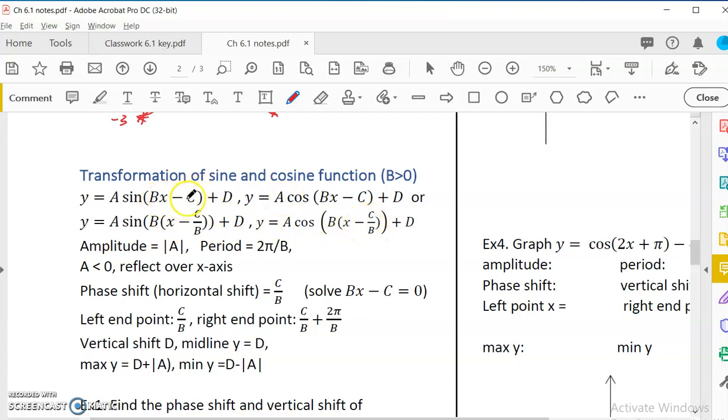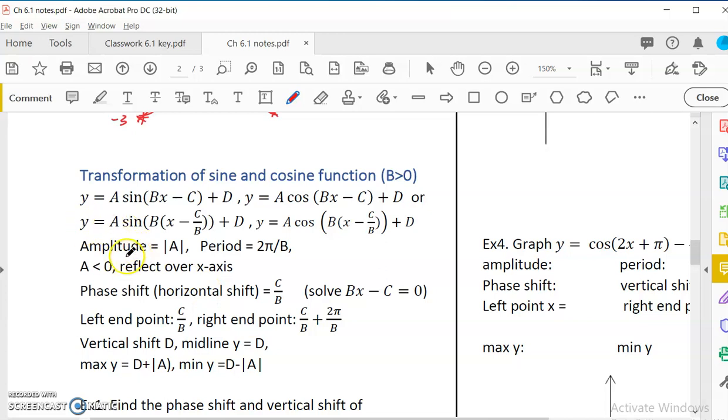So, earlier I said it is right c. Right c is actually not correct. It should be right by c over b. It needs to be factored as the real horizontal shift. Okay, so the horizontal shift is c over b.